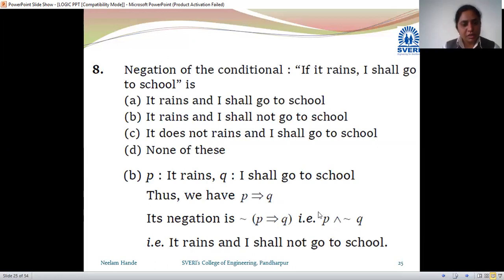So P is it rains. We write it rains, then and, and then negation Q. Q is I shall go to school, and its negation is I shall not go to school. So what will be your answer? It rains and I shall not go to school. Which one is the correct option? It rains and I shall not go to school. Option number B. So this is the negation of this statement.